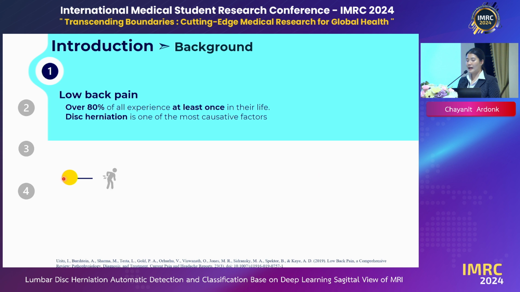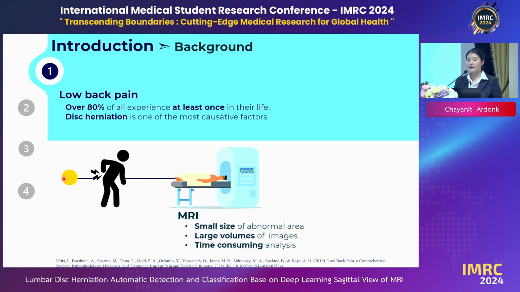First, for our background, low back pain is a major global issue. Right now, over 80% of all people in this world experience it in their lifetime, and herniation is one of the key factors for low back pain. We have MRI as the gold standard for diagnosing low back pain. However, with the small size of these herniations, radiologists have to work through a large volume of images. This can be a time-consuming analysis.